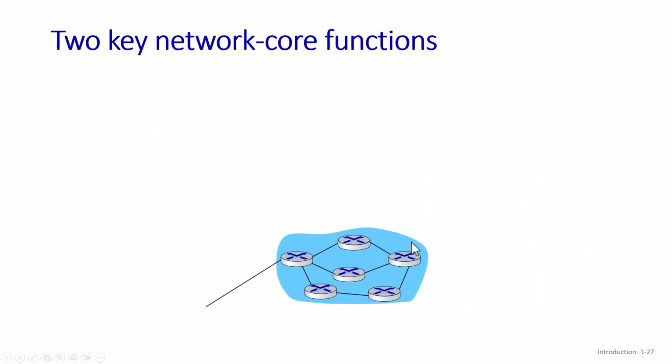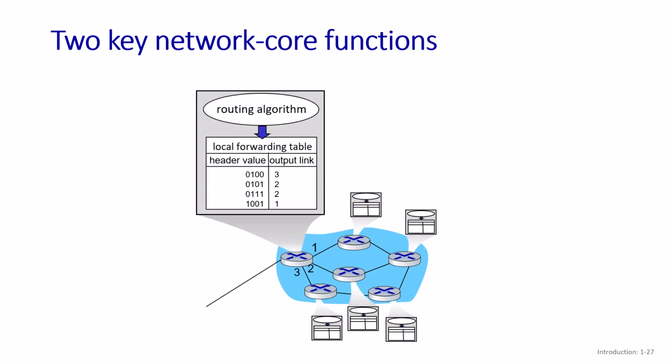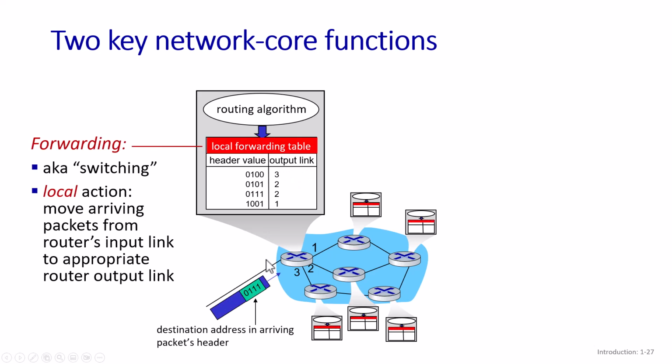There are two key network core functions, and we have a network of routers in the picture. Each of these routers has two core functions: one is called routing and the other is called forwarding. These routers have a local forwarding table which includes a header value and output link.